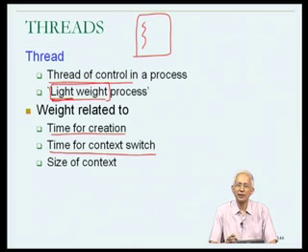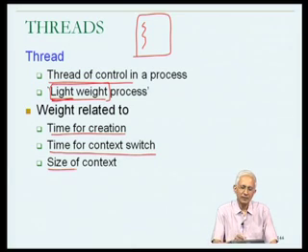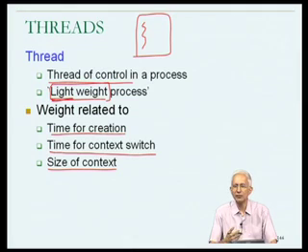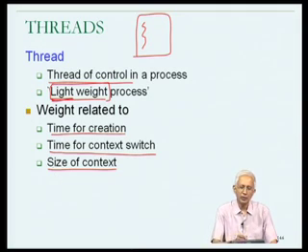And both of these are ramifications or symptoms of the fact that the size of the context, or the size of the amount of information, data and operating system information or library information associated with the thread, is much smaller than that associated with the process. So in order to understand what a thread is, we need to understand a little bit about what we mean by the size or the thread or the context of a thread.